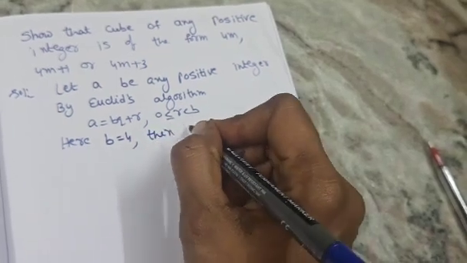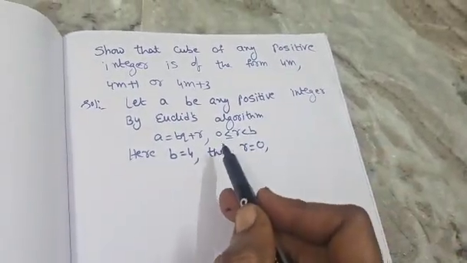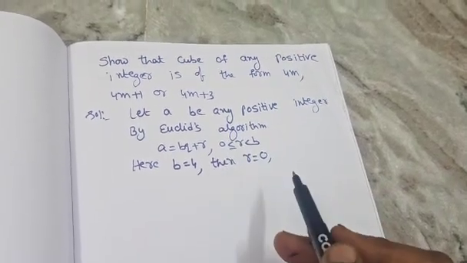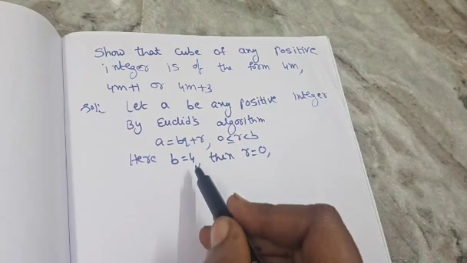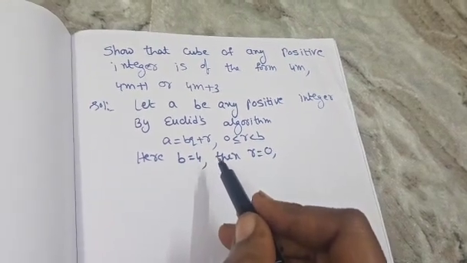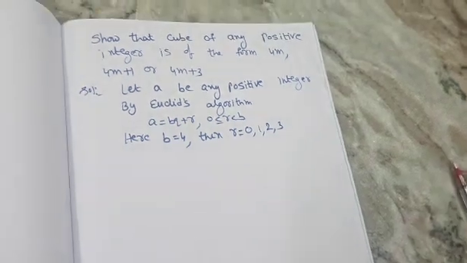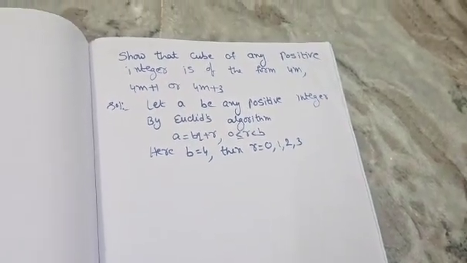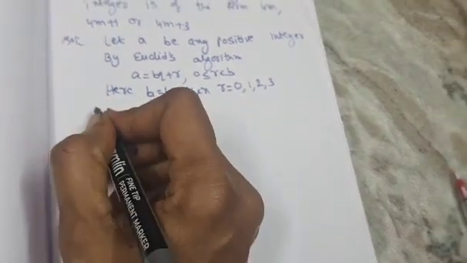Then what is the value of r? 0, because remainder always starts from 0. It starts from 0 and is less than b. Less than b means b value 4, so up to less than 4. That means up to 3 we have to take. We should not take 4. Now here we have 4 numbers, so we have to solve 4 cases.